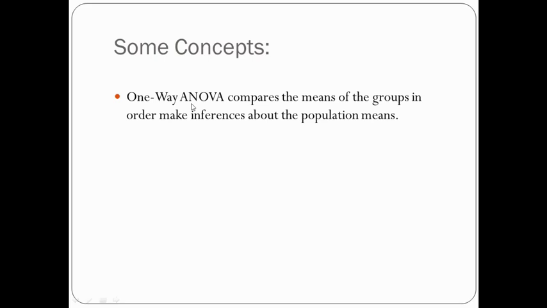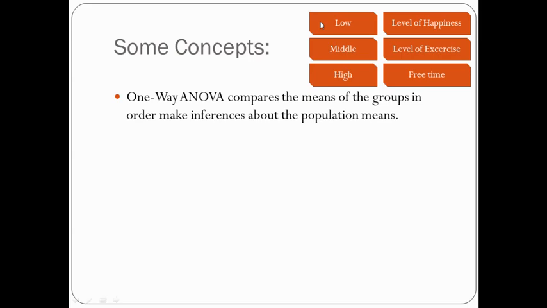Basically, we collect data from the sample, but at the end of the day, we want to generalize the results of ANOVA to the bigger population. For example, ladies and gentlemen, you collect data from 3 groups: low income group, middle income group, and high income group. So basically there are 3 income groups in your study, and you want to compare the level of happiness of the 3 groups, the level of exercise and free time of the 3 income groups.